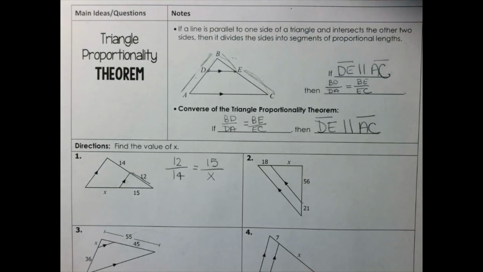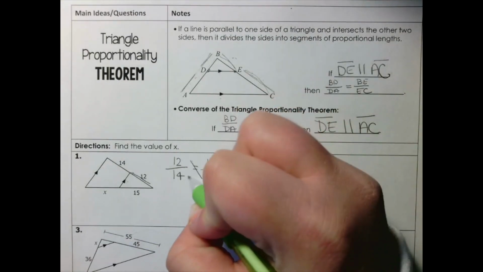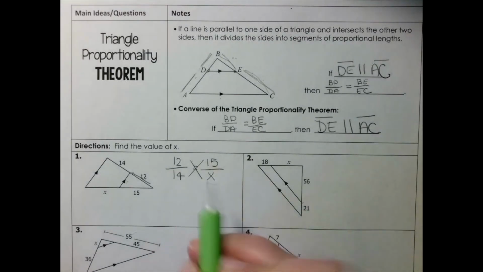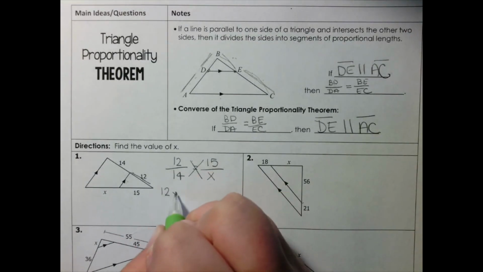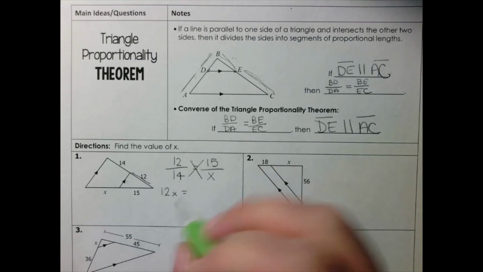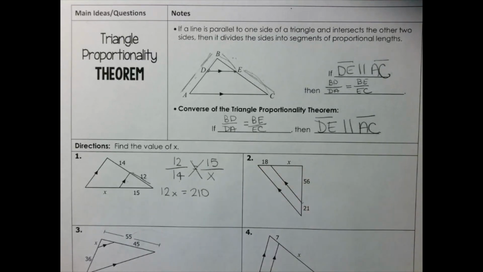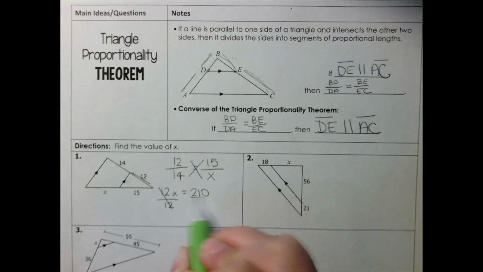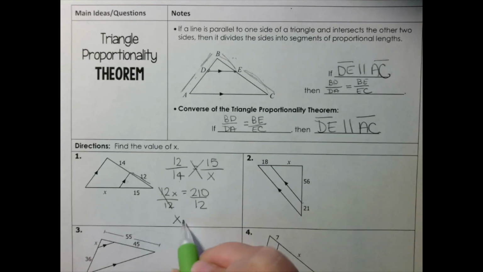Then solving this, we're going to cross multiply. So I'm going to have 12 times x, or 12x, equals 14 times 15, which is going to give me 210. I'm then going to solve this algebraically, dividing by 12, those cancel, dividing by 12, I have x equals 17.5. That's my final answer.